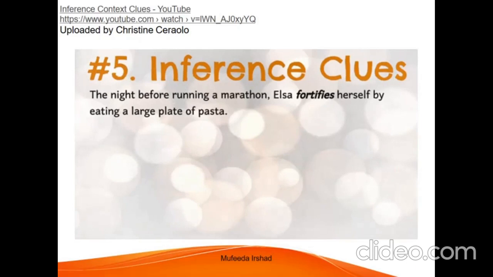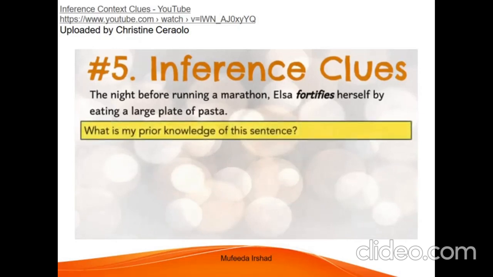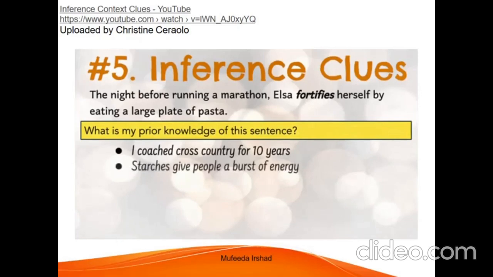Last one, number 5. The night before running a marathon, Elsa fortifies herself by eating a large plate of pasta. I need to activate my prior knowledge here. Well, I have some prior knowledge because I actually coached cross country for 10 years. So I have an idea about what runners need to do, especially the nights before we're leading up to a marathon. I know that you don't want to eat anything heavy in the morning because you'll see it back up again. I also know that starch gives the body a burst of energy, and we had lots of spaghetti dinners when I was coaching cross country.